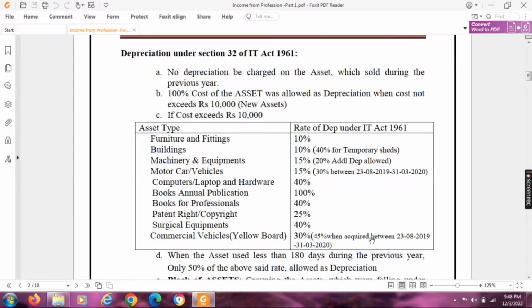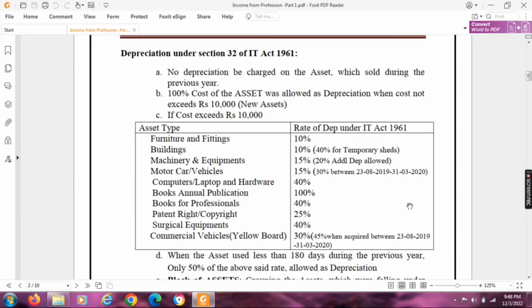Furniture and fittings 10%, buildings 10%. Here one loop is there: 40% for temporary sheds or buildings. Machinery and equipment 15%. For machinery and equipment, we can charge 20% additional depreciation extra. Motor car and vehicle 15%. When the motor car or vehicle is purchased between 23rd August 2019 and 31st March 2020, we can apply a 30% rate.